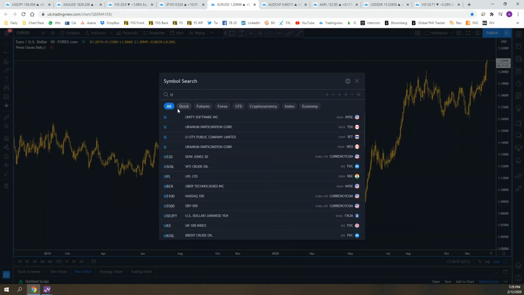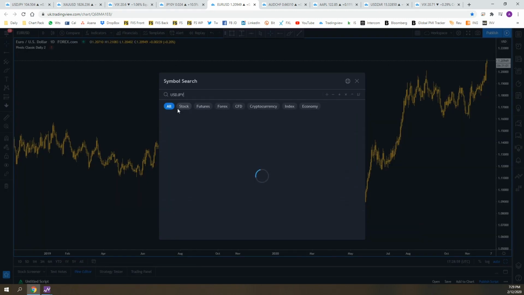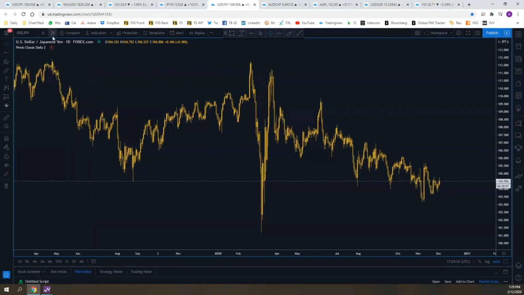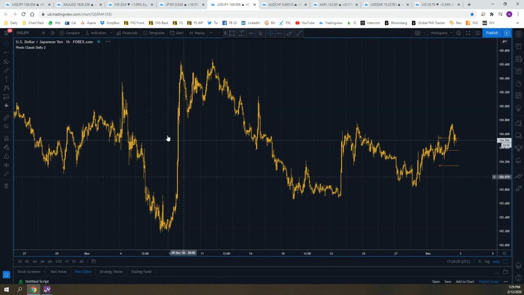All right, so with that in mind, let's quickly take a look at how we add this to the chart. So I'm just going to add in the USD yen because that was what your question was about. So here's the USD yen, and let's just go to a smaller time frame here. Just take the 1 hour. The time frame doesn't matter.